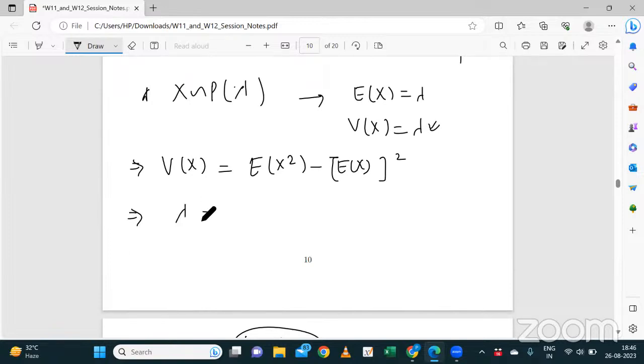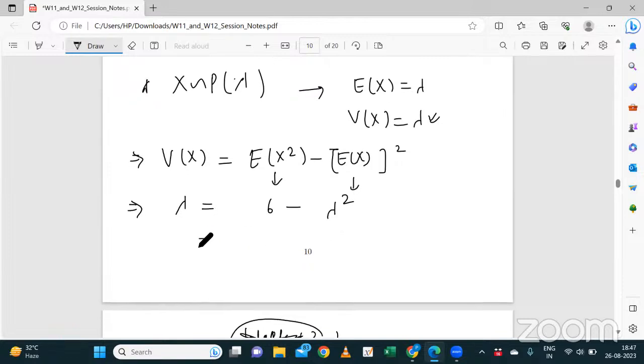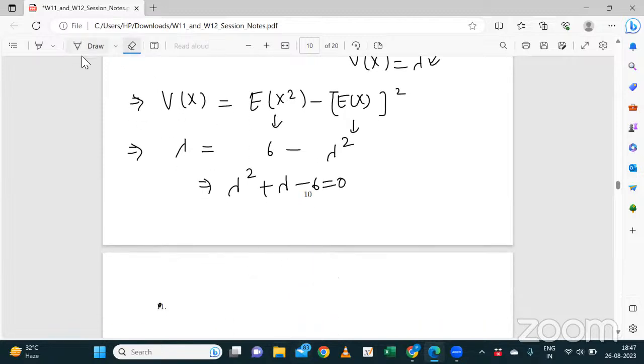It's lambda. Expected value of X squared is 6, minus expected value of X, which is also lambda, so it's lambda squared. So it will be lambda squared plus lambda minus 6 equal to 0. Lambda is equal to 2. Right? We have to find the value of lambda.